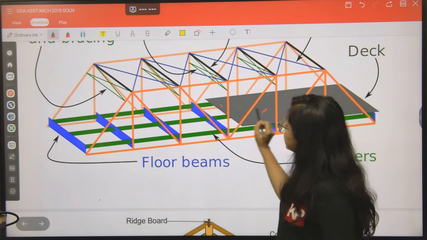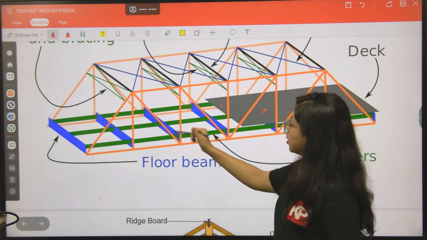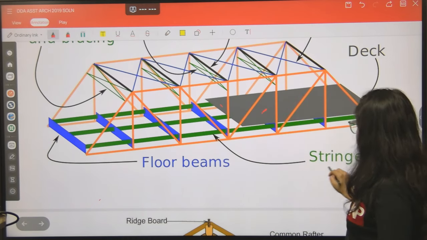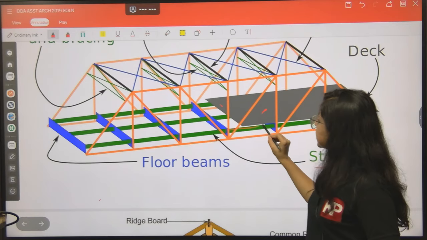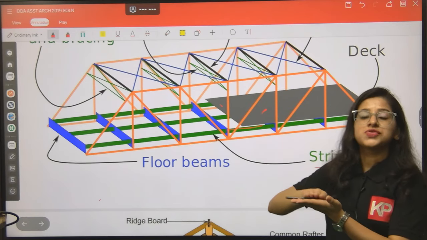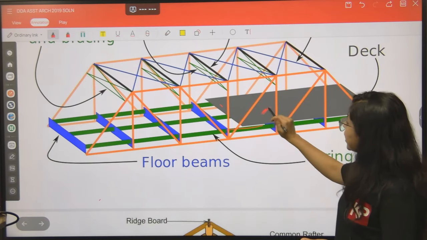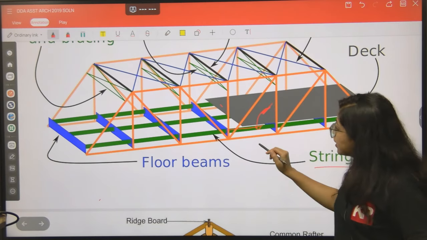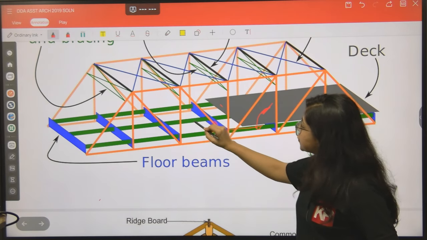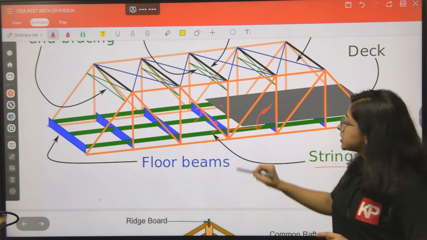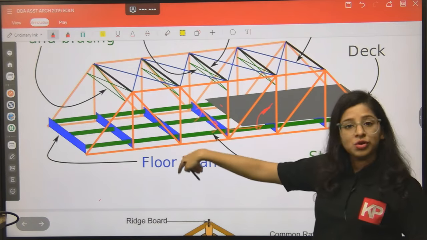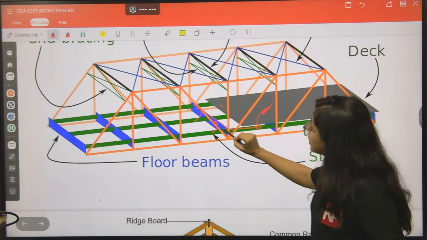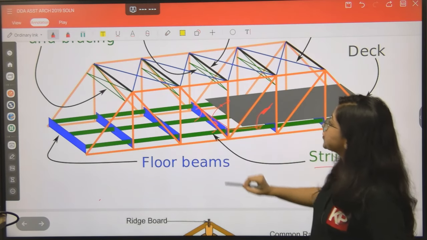These green beams, the green support system, are known as your stringers, okay? Here the load is first getting transferred. From the bridge deck, the load is first getting transferred to the stringers, fine? Then from the stringers, the load is getting transferred to the floor beams, something that is running perpendicular to your stringers, right? And then from the floor beams, the load is getting transferred to the side trusses.